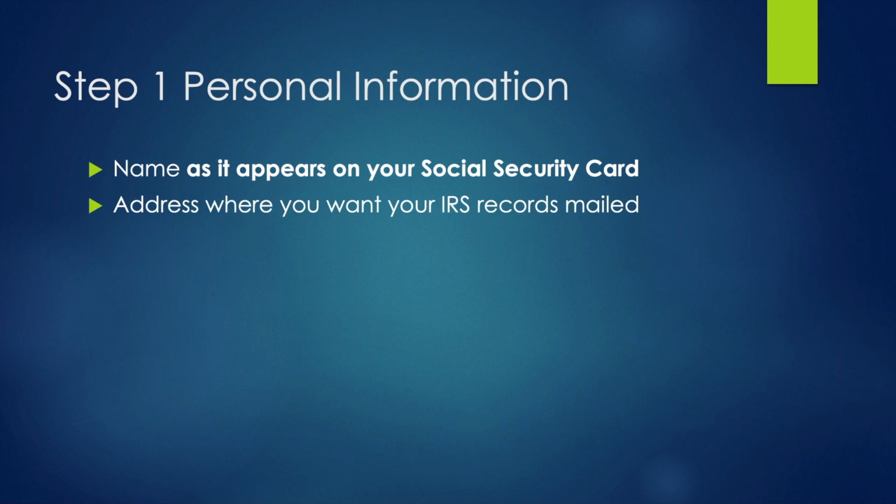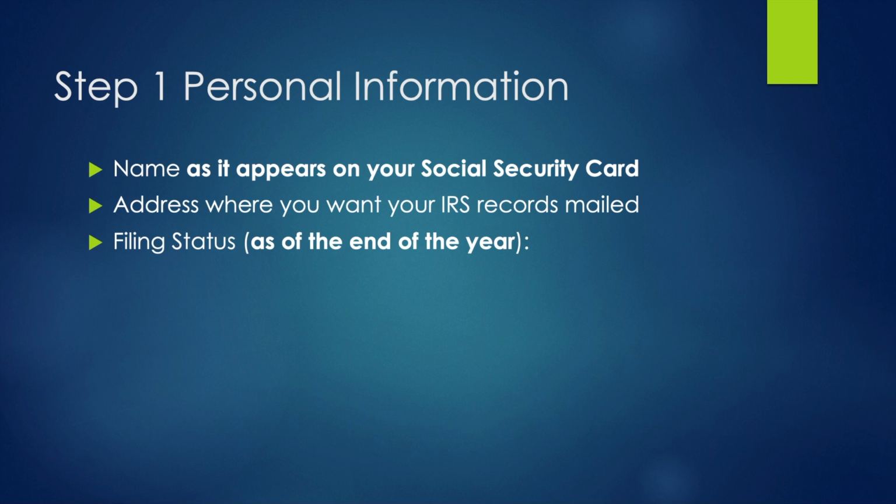Then when we get to the filing status, remember that this is the filing status as of the end of 2020. So if you start off 2020 single, but let's say you're engaged and you'll be married before the end of 2020, then you will want to go ahead and use one of the married filing statuses.